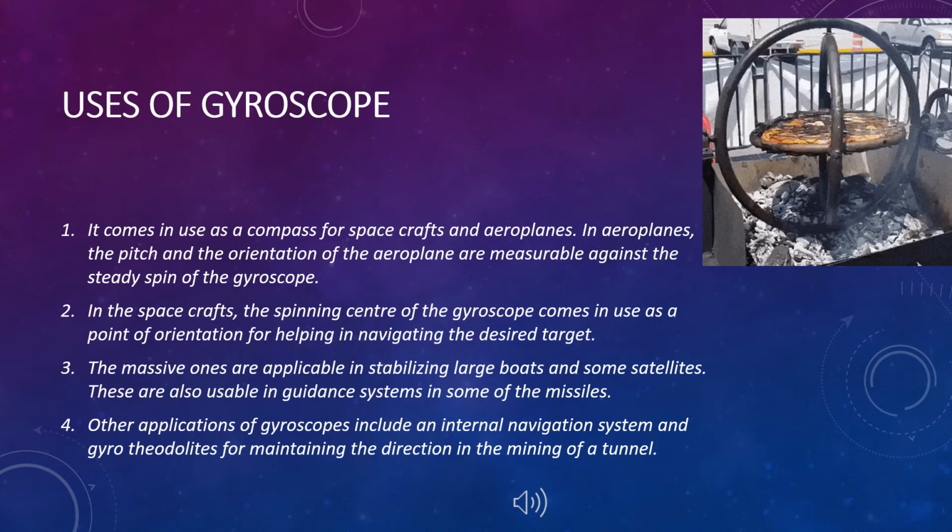They are also usable in guidance systems in some of the missiles. Other applications of gyroscope include inertial navigation systems and gyroscopes for maintaining the direction in the mining of tunnels.